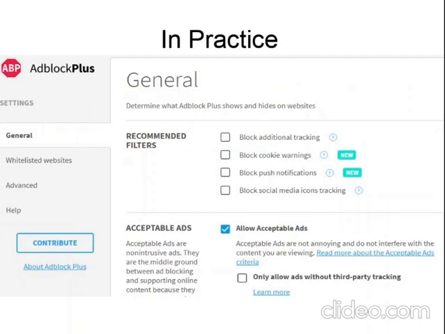So in practice, this is the default settings of the AdBlock Plus browser plugin, which is a very popular ad blocker. And the default setting is that you allow acceptable ads. We'll talk about that a bit later.